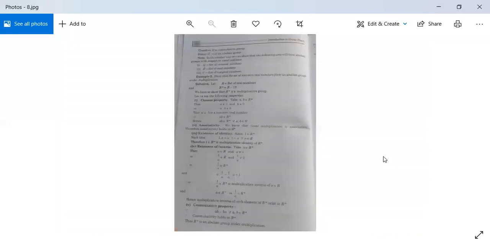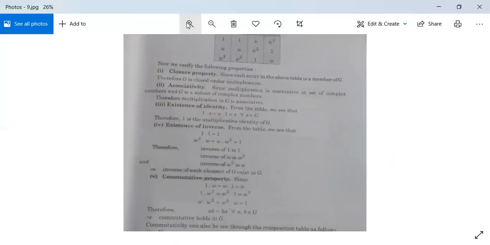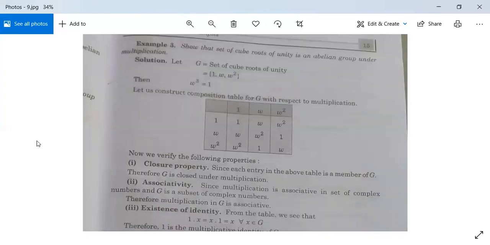So this proves that R star, the set of non-zero real numbers, forms an abelian group under multiplication. Let us look at one more example, it is asked sometimes. Show that the set of cube roots of unity is an abelian group under multiplication.